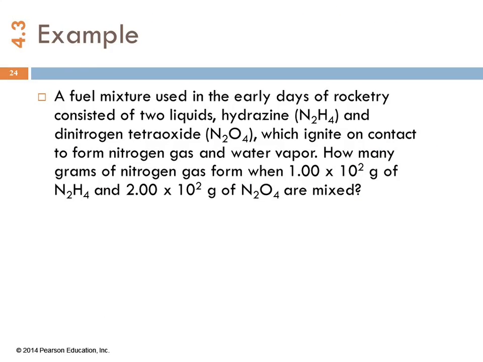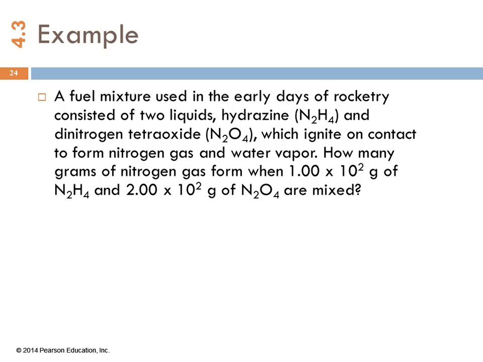Fuel mixture used in the early days of rocketry consisted of two liquids, hydrazine and dinitrogen tetroxide, which ignite on contact to form nitrogen gas and water vapor. How many grams of nitrogen gas form when 1 times 10 to the 2 grams of hydrazine and 2.00 times 10 to the 2 grams of dinitrogen tetroxide are mixed? Things got complicated fast, didn't they?